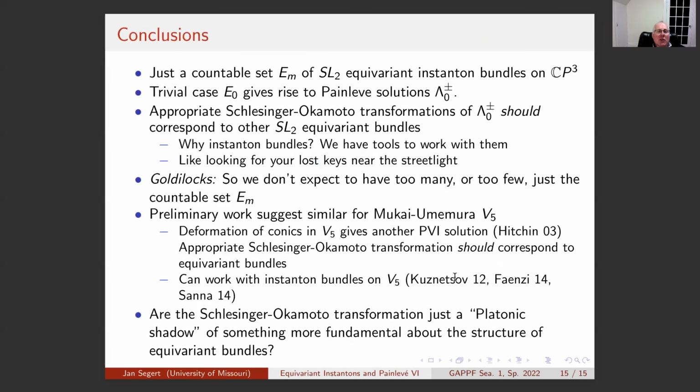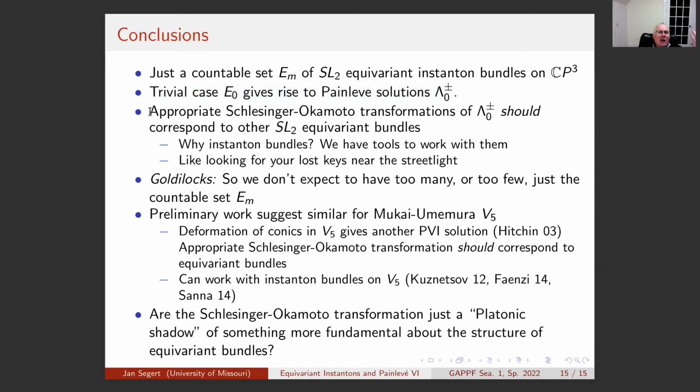Okay. So let's talk about some conclusions about where you can go with this. The thing that struck me way back in '97 when Gil and I worked this out is that there's only a countable set of SL2 equivariant instanton bundles on P3, and for each Chern number, there's at most 1. Sometimes there's 0, sometimes there's 1. So that's kind of an interesting structure, which again suggests some kind of combinatorial relation between things. So again, the trivial case that Hitchin worked out gives rise to the Painlevé solutions.